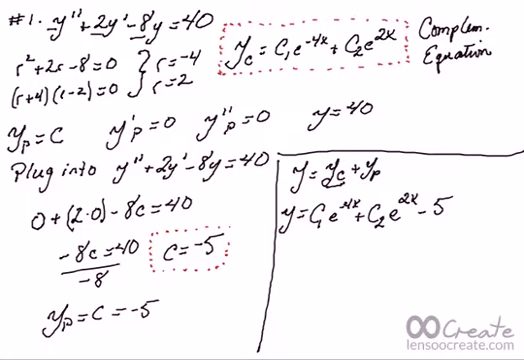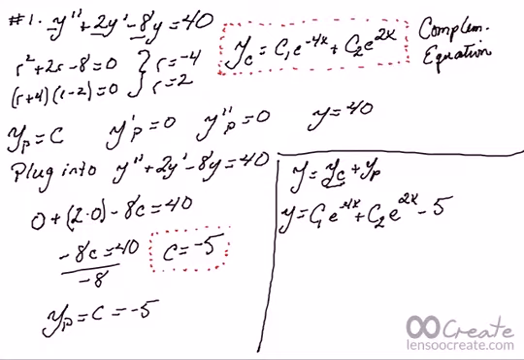So now we're just going to put our complementary solution together, y of c, which is the general solution to the associated homogeneous equation. So we have y of c is equal to c1, which is a constant, times e to the negative 4x, plus c2, or a second constant, times e to the 2x. We can't just stop there because that's just our complementary equation.